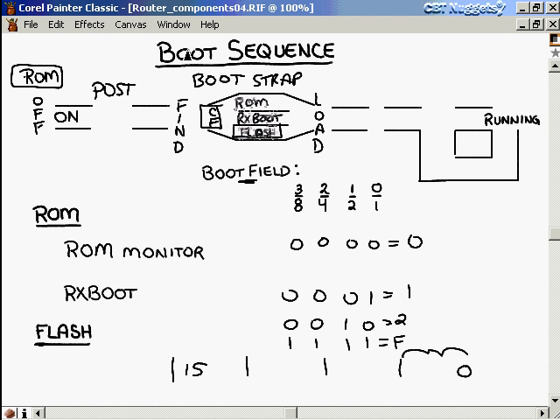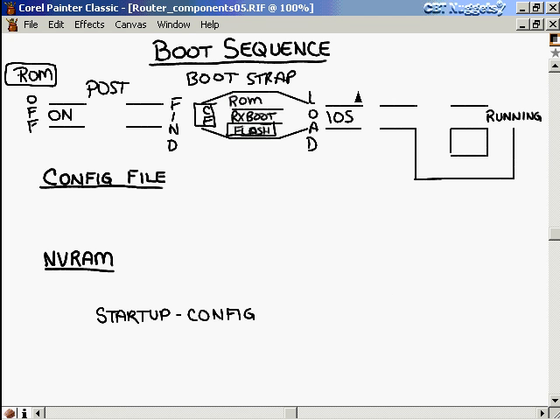Continuing with our boot sequence model, we now have a valid IOS that is going to be loaded on the router. The first job that this IOS has is that it needs to find a configuration file, as we've identified right here. Now this configuration file is simply stated as a list of operational parameters within your router.